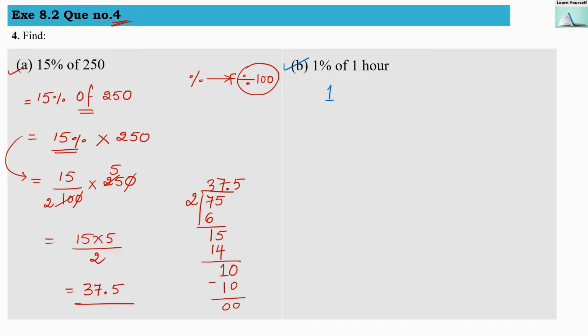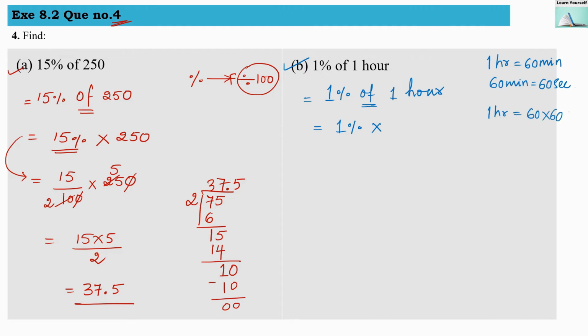Our second numerical, 1% of 1 hour. So our 1% is there, then of 1 hour. So first let us convert of into multiplication. So 1% is multiplying with 1 hour. So 1 hour consists of 60 minutes, and 60 minutes has 60 seconds. So we are converting this 1 hour into second. So in 1 hour, 60 into 60 seconds will be there.